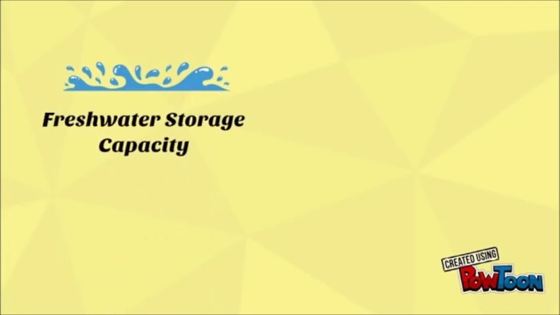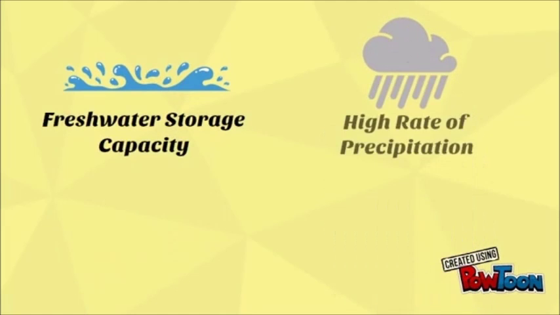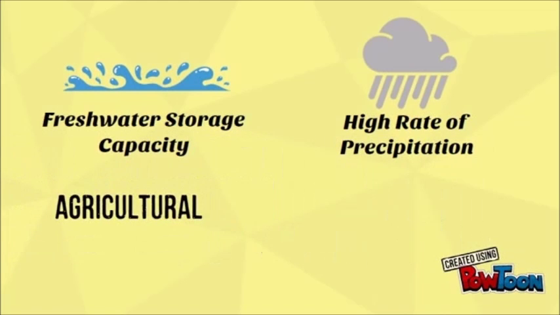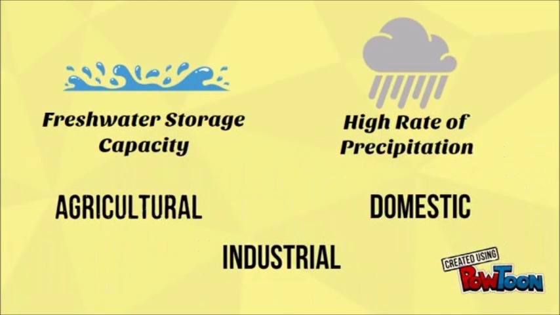Theoretically, the freshwater storage capacity and the high rate of precipitation assure us an adequate supply for agricultural, industrial, and domestic uses. However, seasonal variations are considerable and geographic distribution is biased, often resulting in water shortages in highly populated areas, especially during the dry season.